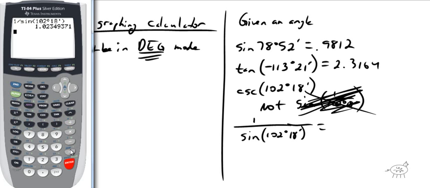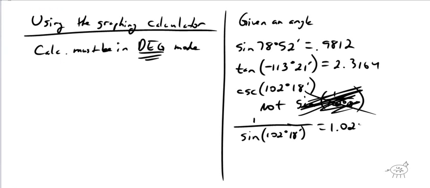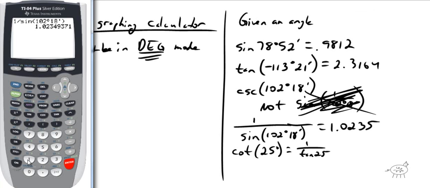Much more reasonable answer. Okay, so this one we got 1.0235. Okay, and then the last problem I'm going to do here is cotangent of 25 degrees, and of course that is going to be 1 over tangent of 25 degrees. Okay, which is really easy, so let's just do that one real quickly. 1 divided by tangent of 25.